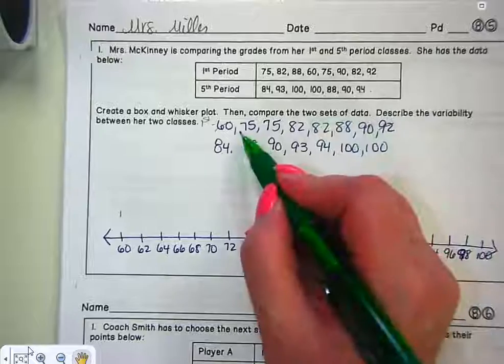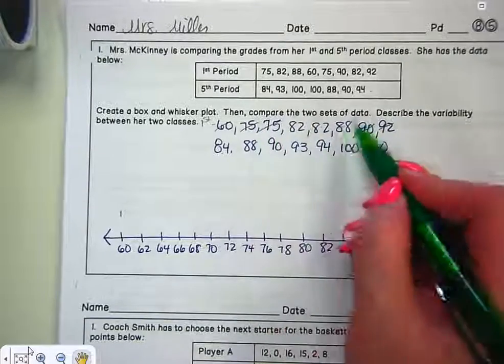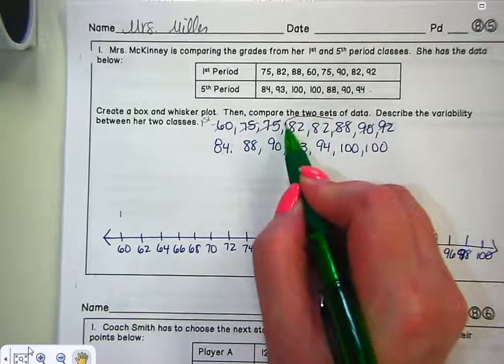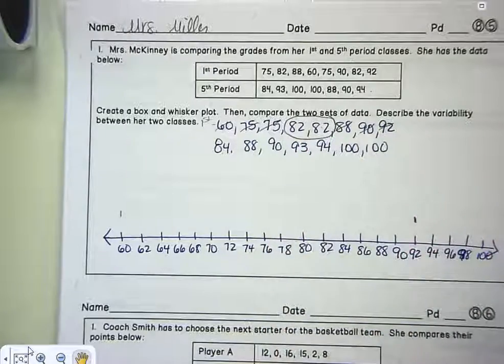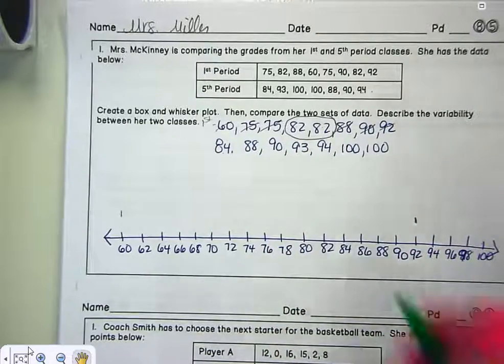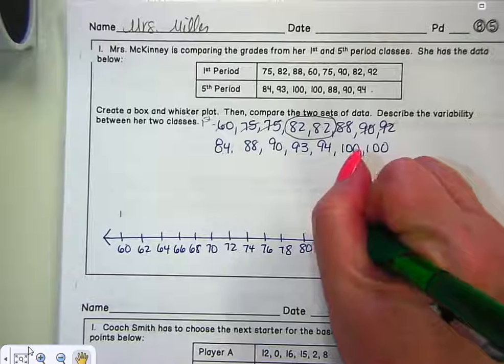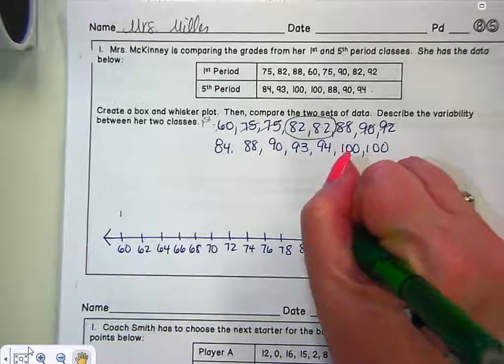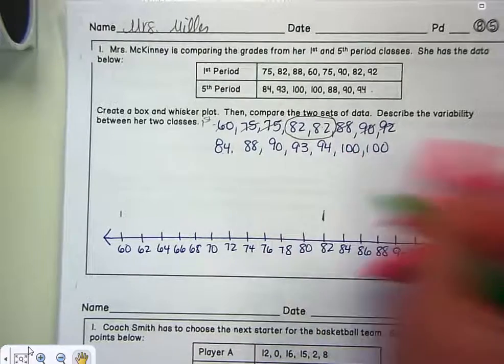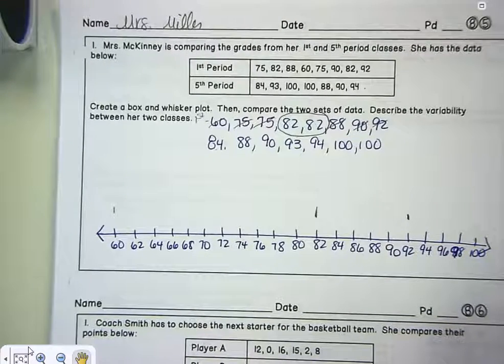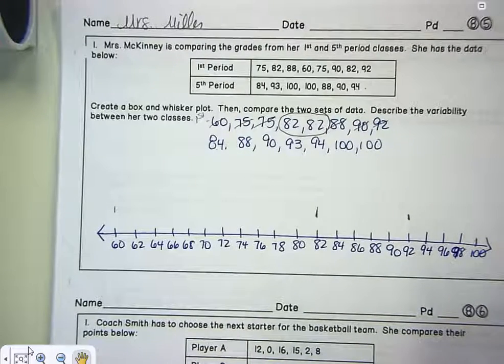1, 1, 2, 2, 3, 3. 2 in the middle, and what's between 82 and 82? It's an 82. If I added those together and divided by 2, I would get 82. So make a mark like this for your median. That's going to be the center of your box. Now what?